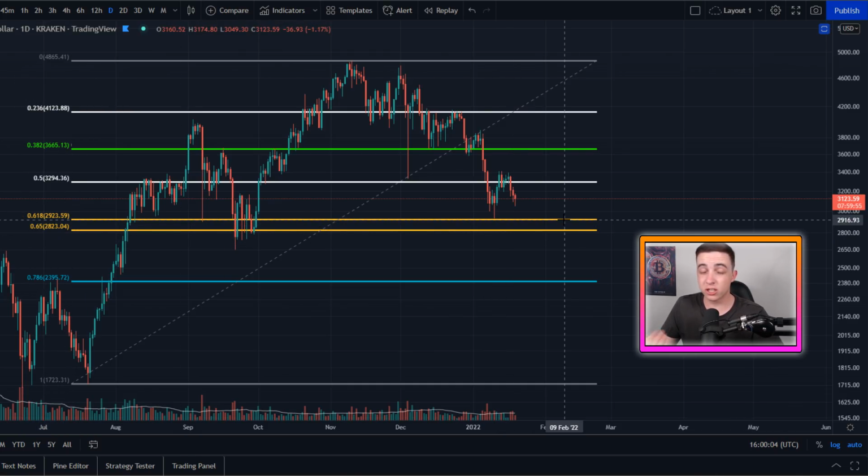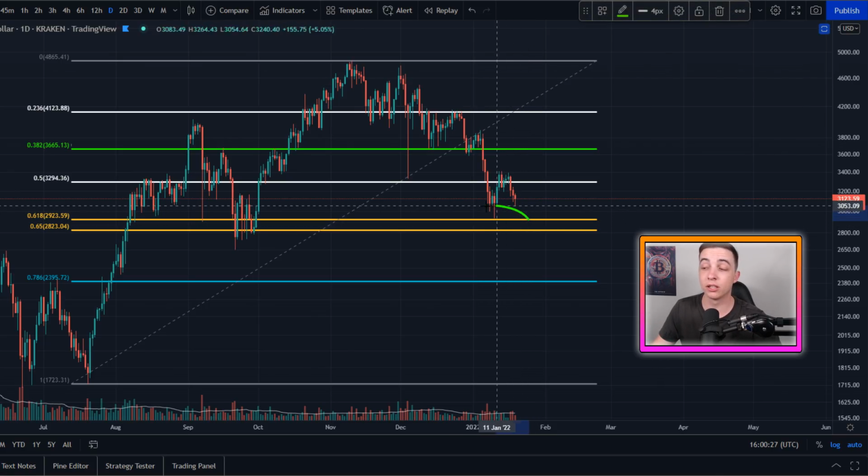So honestly, for as long as Ethereum is remaining above around 2.8 to 2.9 thousand, we're actually not looking too bad here on the larger time frames. It only starts getting a little bit more concerning if we start breaking below the golden pocket.